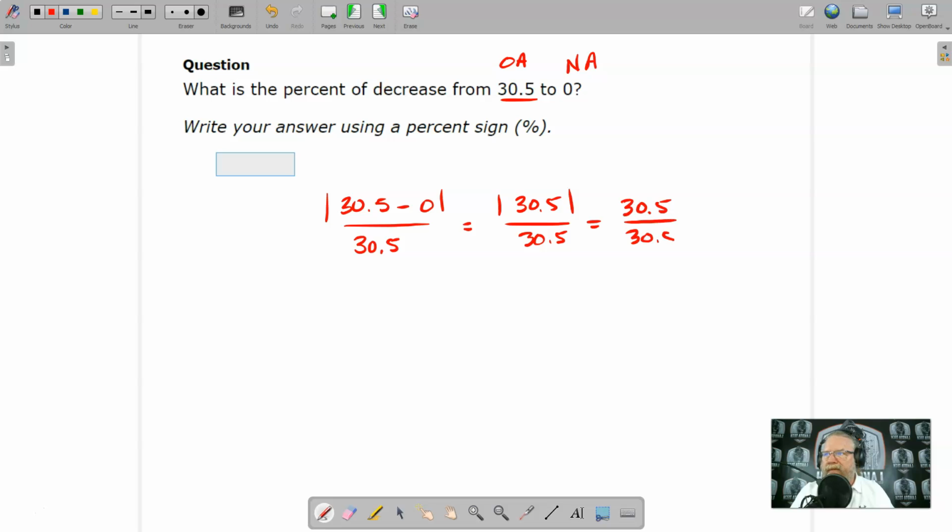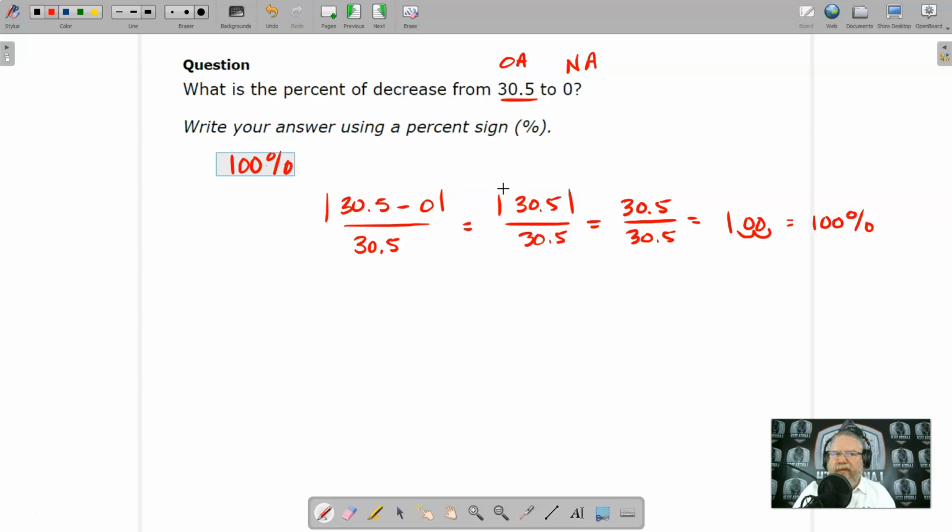And bring that 30.5 over from the denominator. And any number over itself equals 1. Now to make this a percentage, move the decimal over 2 places. Have to throw a couple zeros in there. And 1 is going to work out to be 100%. So it is a 100% decrease.